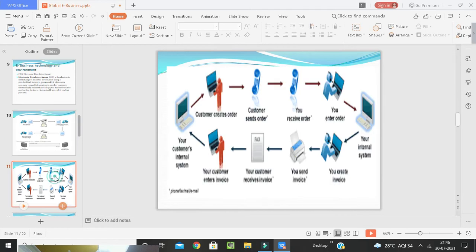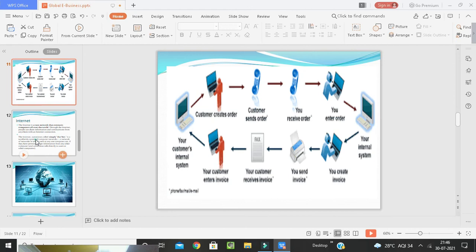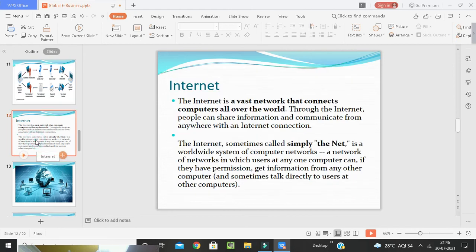Now, this is also one example: the customer creates an order, the customer sends the order, you receive the order and you enter the order in your internal system. You create an invoice, you share the invoice, your customer receives the invoice, and your customer enters the invoice in the customer's internal system. It is a chain. So with the help of electronic data interchange, you can focus on that. That is very important.